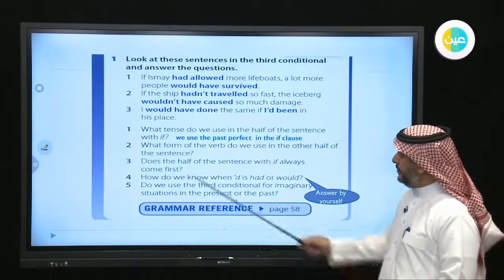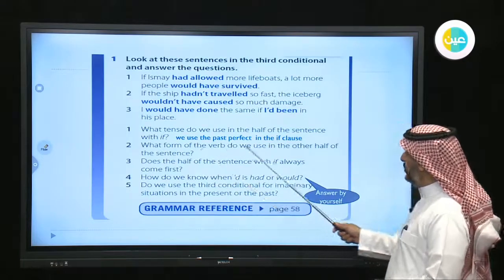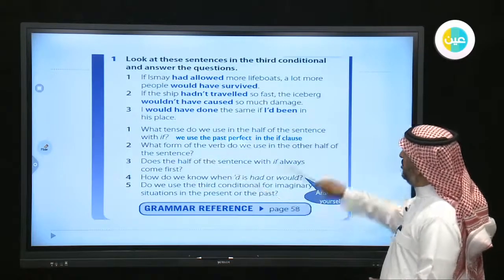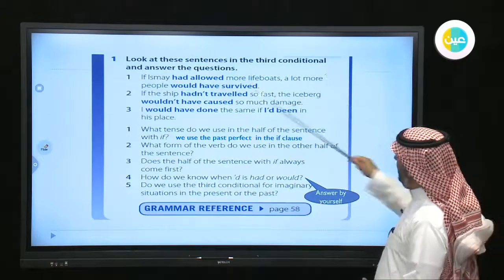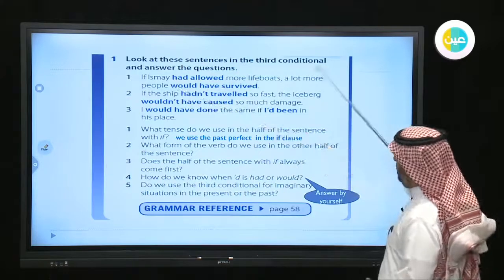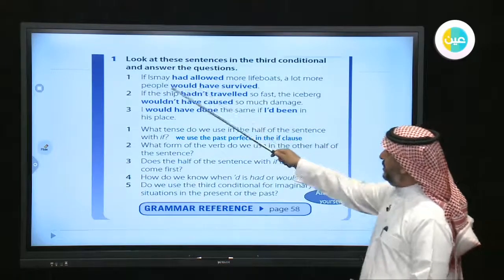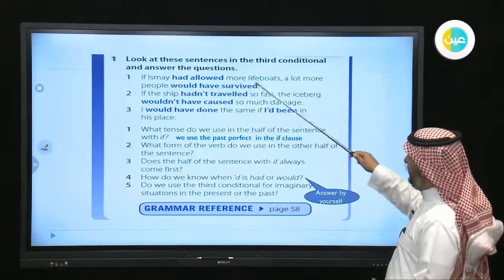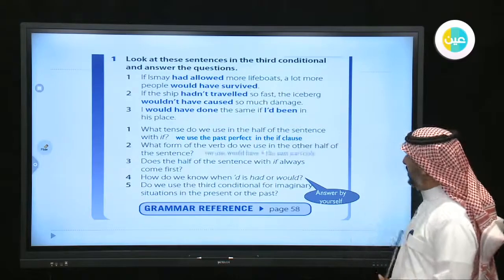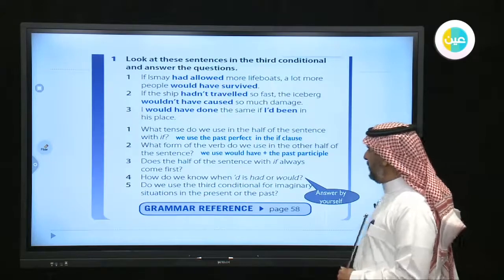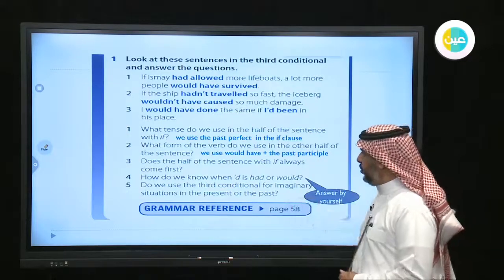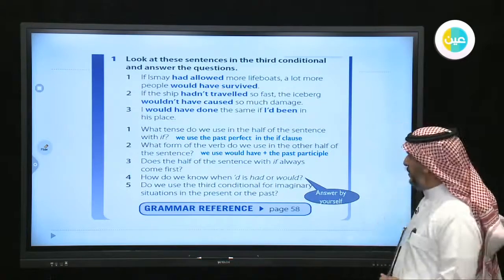Number 2. What form of the verb do we use in the other half of the sentence? This is the second half. What form is the verb would have survived? We use would have plus the past participle, PP.